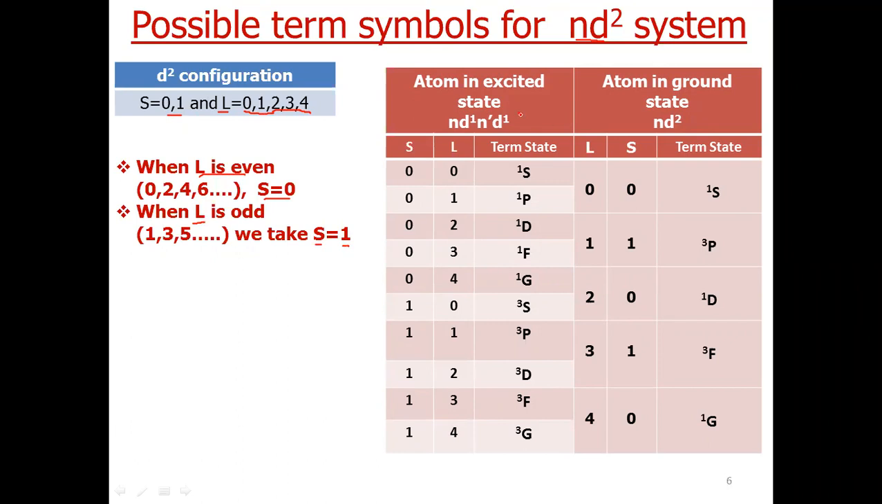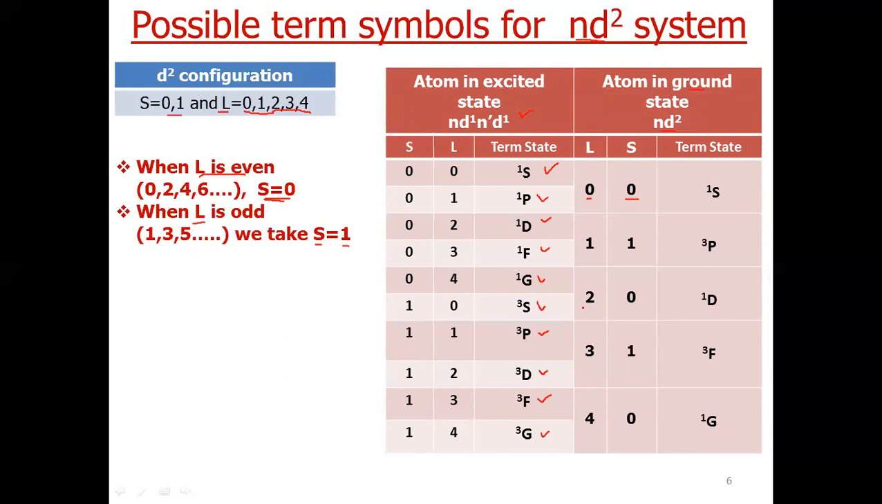Now, when the atom is in its excited state, like for the configuration nd1 n'd1, these values of S and L lead to 10 term states. So these are all the possible states for a d2 configuration when it is in the excited state. But when it comes to the ground state, like for an nd2 system, we have to apply this rule. When L is either 0 or even, we take the value of S as 0. When L was 0, S is 0. We cannot take its value as 1, because this rule limits the value of S.